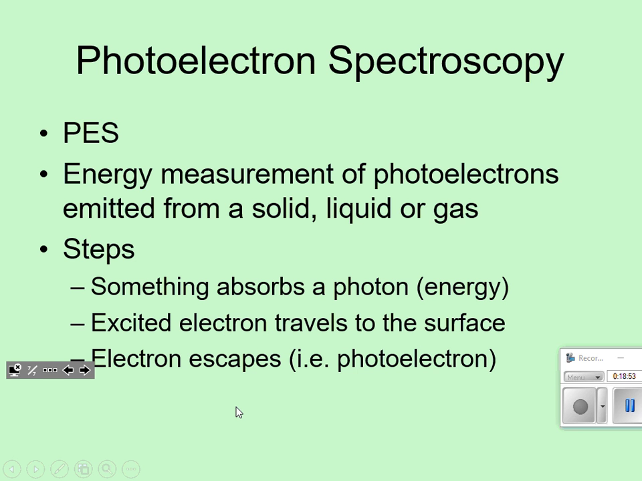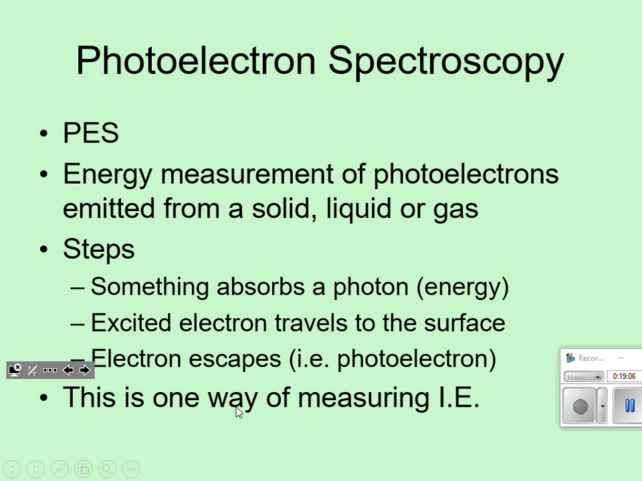So the steps: hey, let's put in energy, step 1. Step 2, let's get it to an excited state, except we're going to excite it so much that step 3, it's gone. Which is what they would refer to as a photoelectron. Yeah, this is one of the ways they measure ionization energy. Next class, we have to go over this some more.